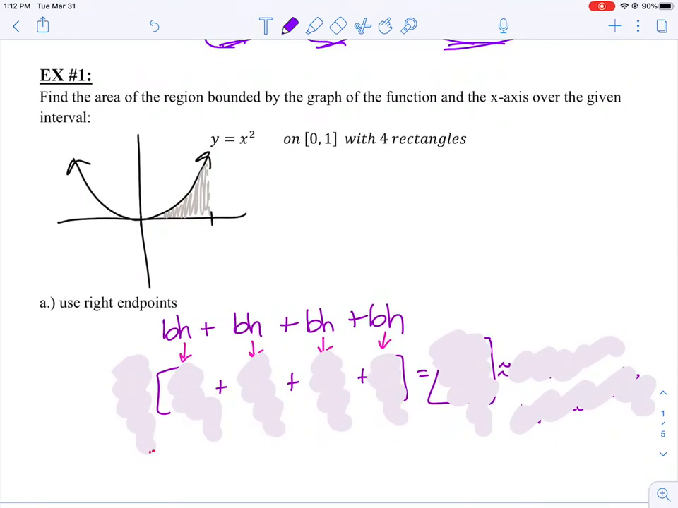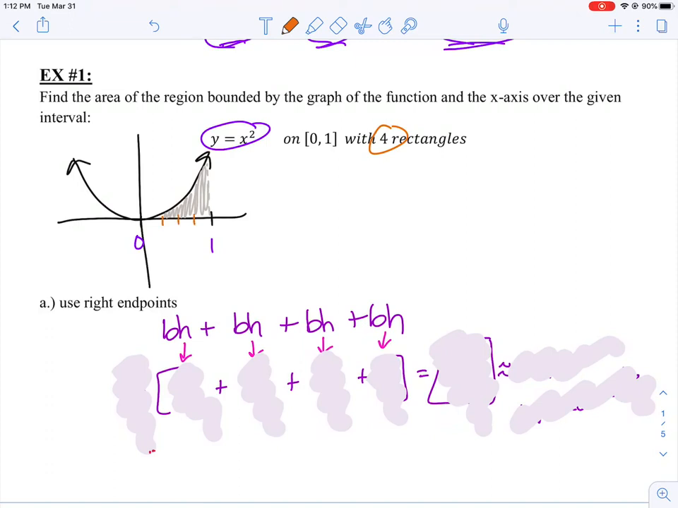It says here to find the area of the region bounded by the graph of the function and the x-axis over the given interval. So they give me a function y equals x squared, and so I sketched a graph, and I know it's going to be a parabola opening up at 0, 0. And I know I want to go from 0 to 1, and I want to find the area underneath the curve, so the little gray shaded region. And it says here that we want to use 4 different rectangles.